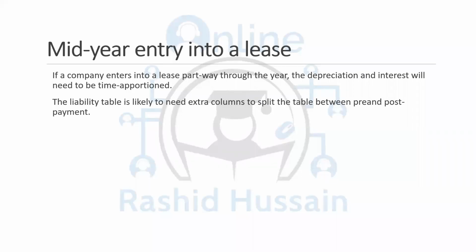All right, now you have the mid-year entry into a lease. It's something very easy to understand. If a company enters into a lease partway through the year, the depreciation and interest will need to be time apportioned. For example, if you're entering 6 months, exactly halfway through the year, then for the interest you take the opening balance, multiply by the percentage, multiply by the months divided by 12.